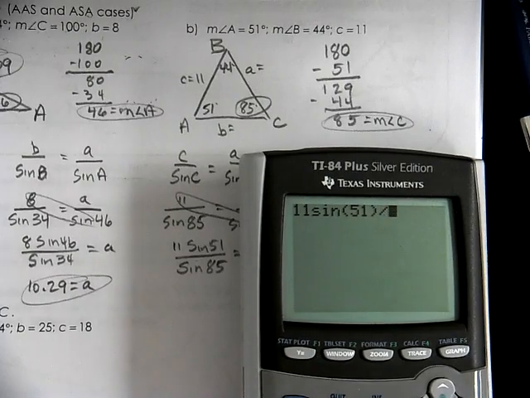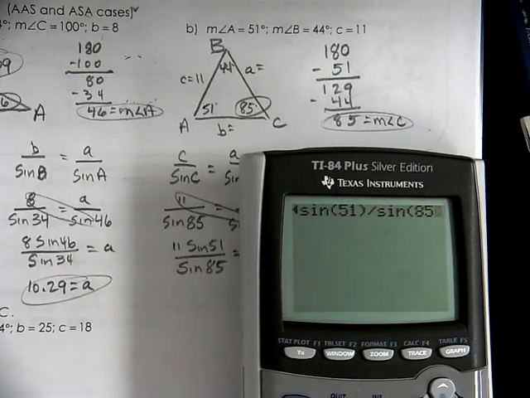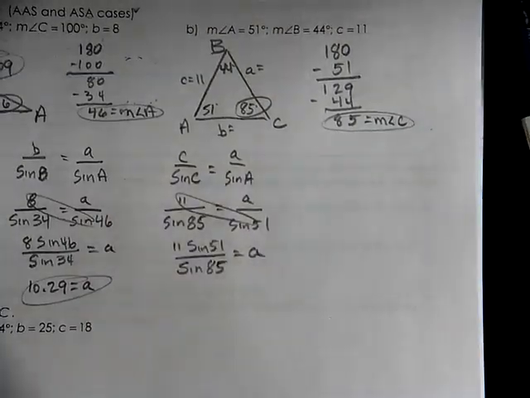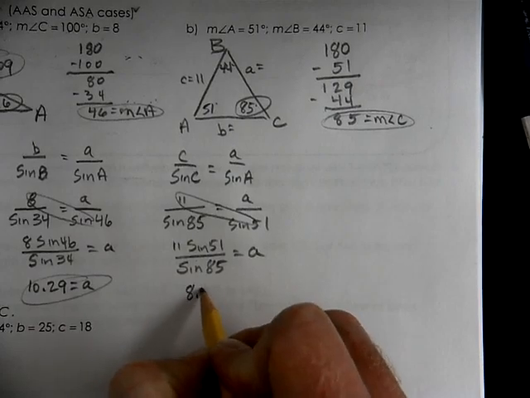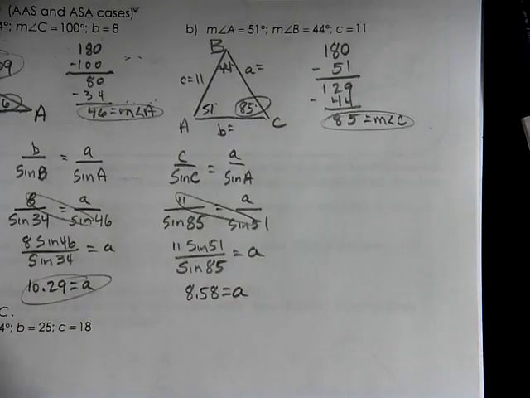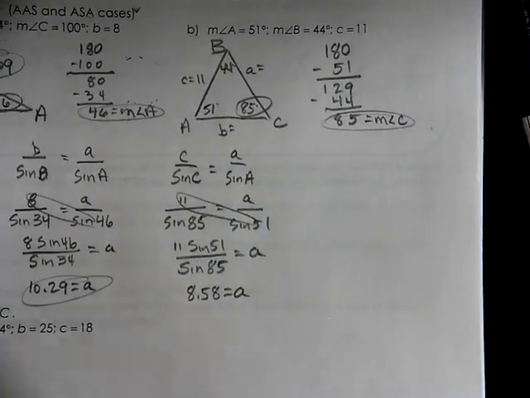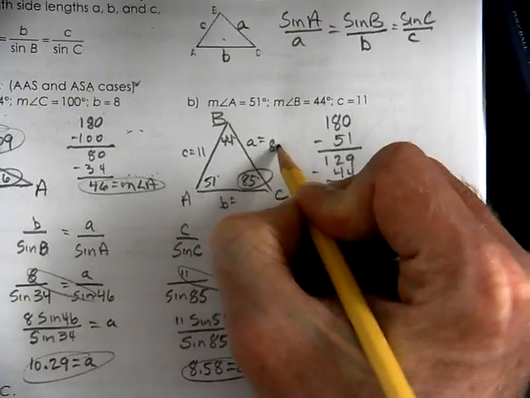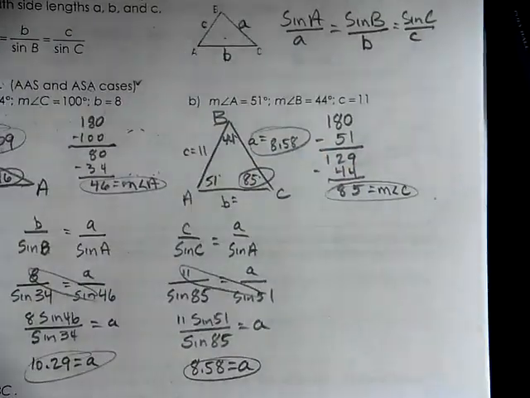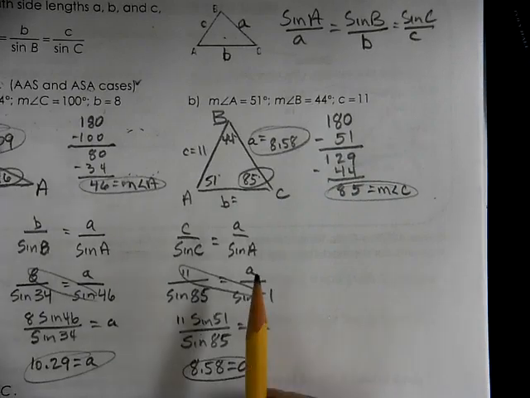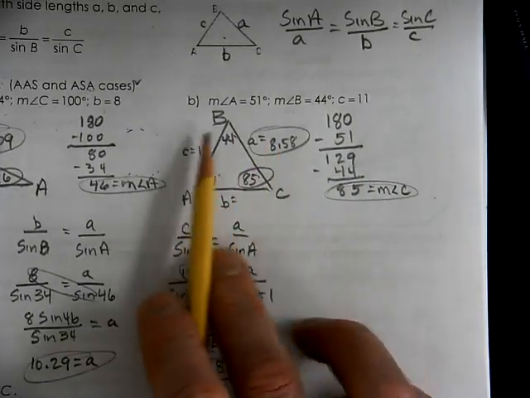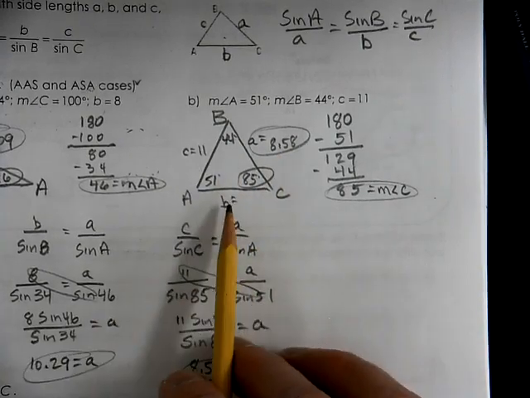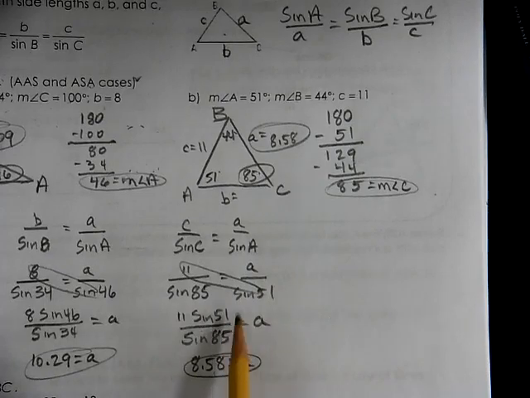Close your parenthesis, divided by sine of 85. That gives us 8.58. So side A was 8.58. So looking at what we know, if you're labeling your triangle with information, I like to circle the information that I've calculated. I like to circle it in my work.